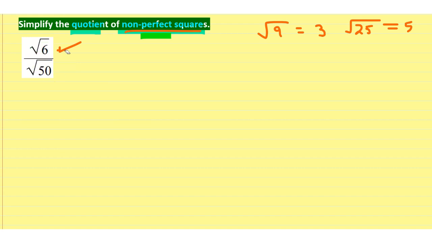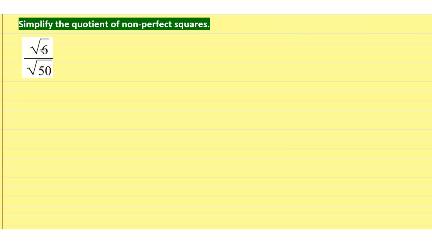Okay, so now that we just talked about what we're looking at, let's go ahead and think about how we should go about solving this. We've got a quotient. Right now we know we cannot easily solve square root of 6. We cannot easily solve square root of 50. So we're going to do something that we are allowed to do. We are allowed to put everything under the radical. We are allowed to divide everything under the radical. So I'm going to go ahead and say the square root of 6 divided by 50.